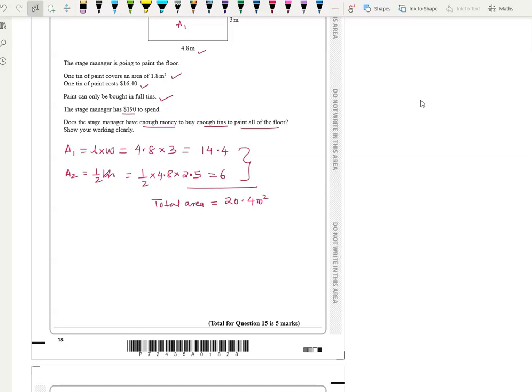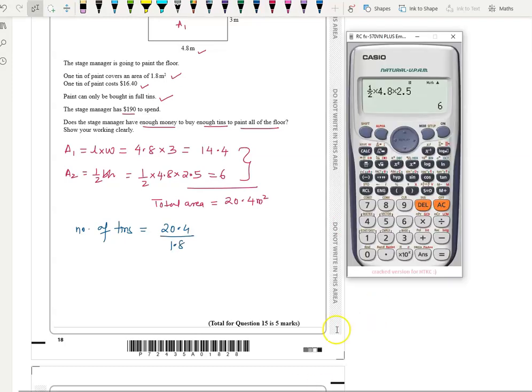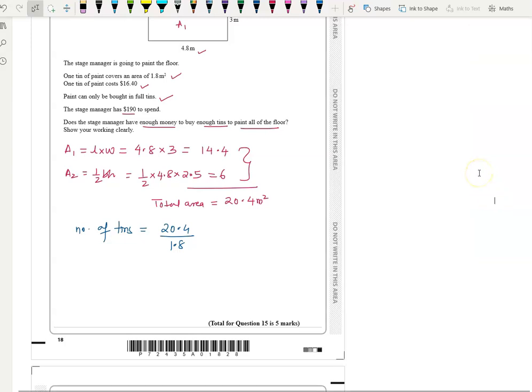Now, with 1 tin, you can paint, covers an area of 1.8 square meters. So let's find the number of tins needed to paint an area of 20.4. So the number of tins required is the total area 20.4 divided by 1.8. So 20.4 divided by 1.8, it is 11.3. So we can buy only in full tins. So we need a total of 12 tins to paint the floor.